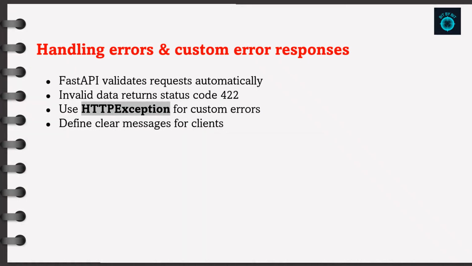Handling errors and custom error responses. FastAPI automatically checks incoming data and returns errors if something is invalid. For example, when a required field is missing or has the wrong type, FastAPI responds with status code 422. In real applications, we also need to raise our own errors. We can do this using the HTTPException class. This lets us control the status code and the message. Custom errors help us communicate clearly with the client, making it obvious what went wrong and how to fix it.